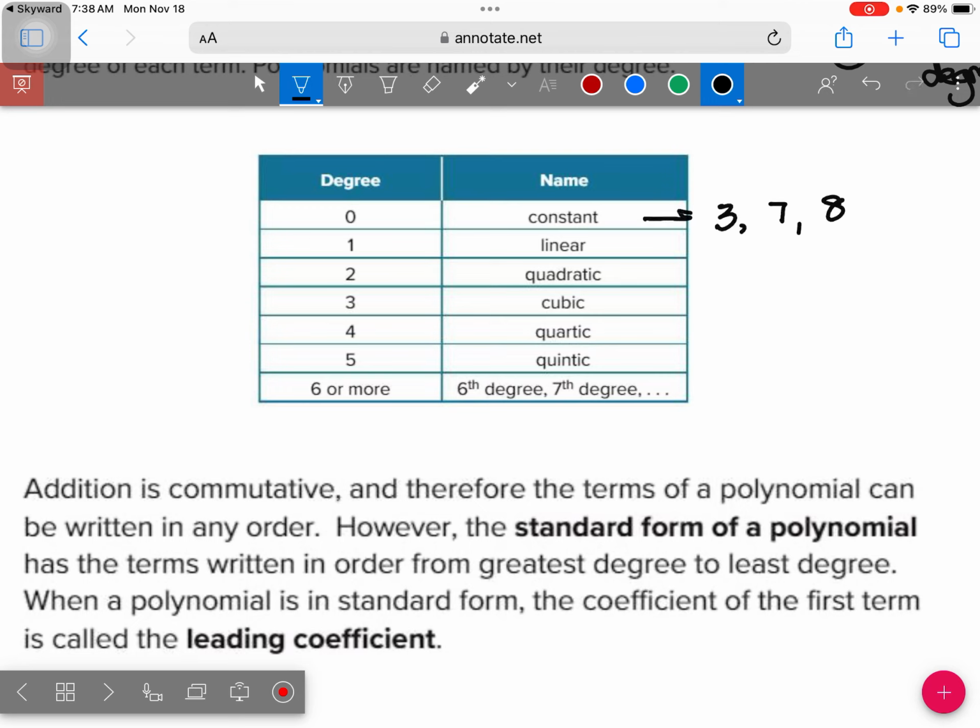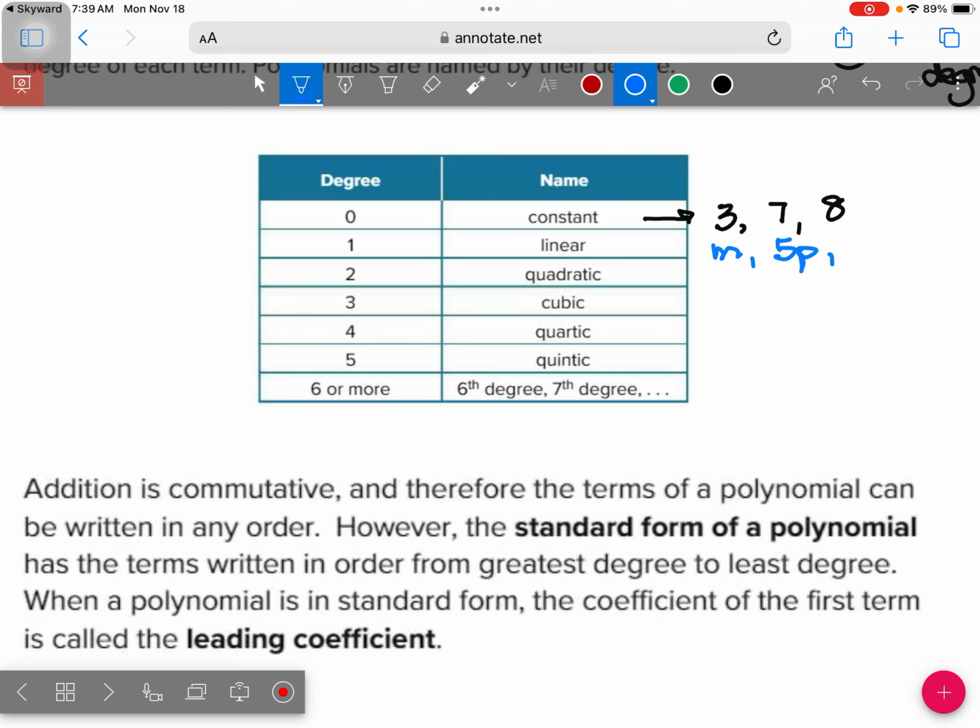Those are all constants. If something is linear, that has a degree of 1. That could be like m. Let me do a different color. That could be like m. That could be like 5p.